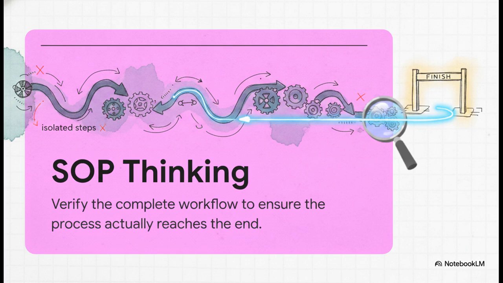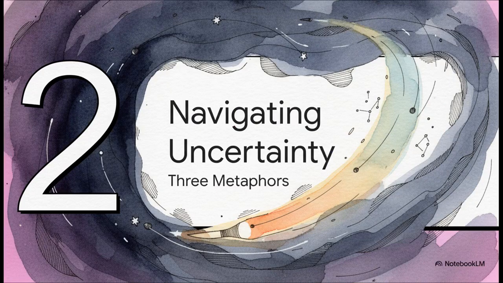The workflow itself becomes the object being tested, which guarantees that you actually have a functional path forward. Section 2. Navigating Uncertainty. 3 metaphors. Now let's explore 3 mental metaphors that really capture the philosophical essence of navigating through darkness and high uncertainty.